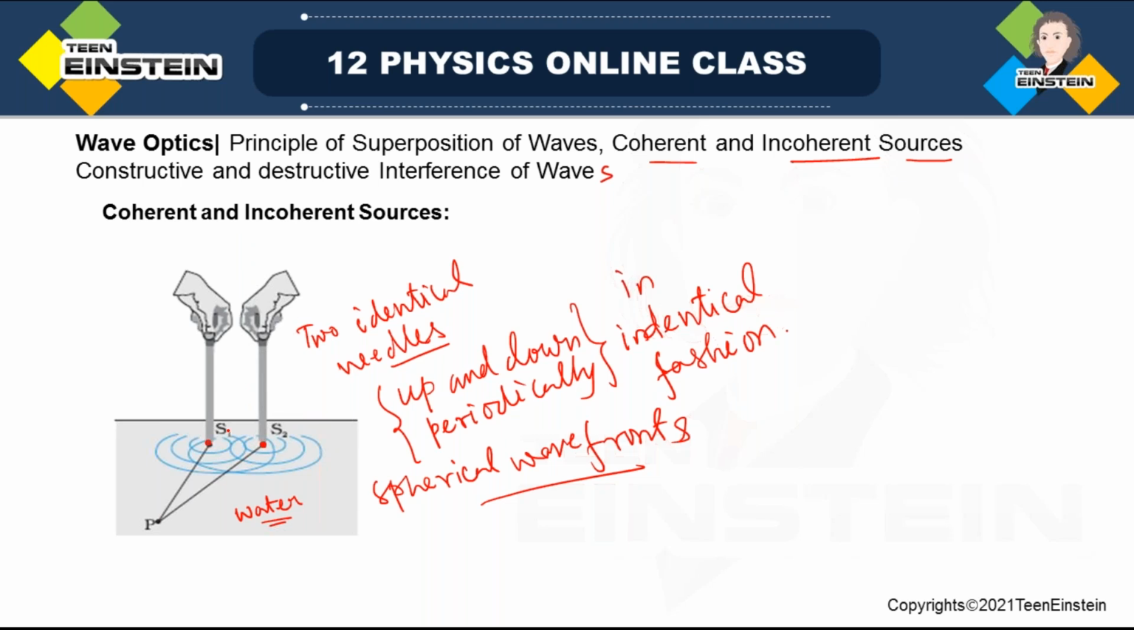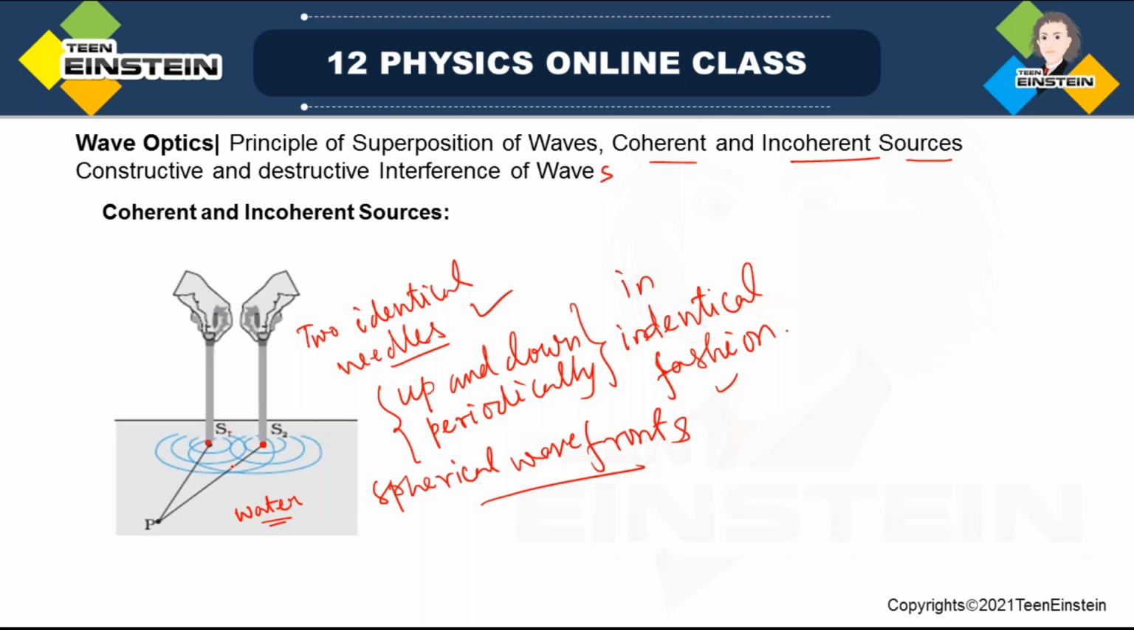You can think of these two points, S1 and S2, where they are impacting or interacting with the water surface, as sources of water waves, produced by the disturbances created by the up and down motion of the needle. And they will be spreading out in identical fashion, because our needles are identical, made to move up and down in an identical fashion.